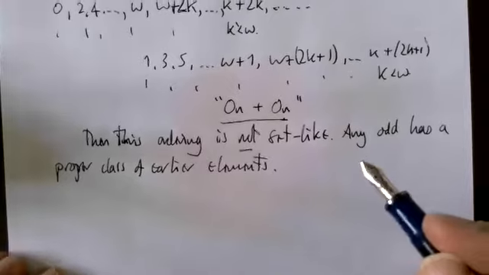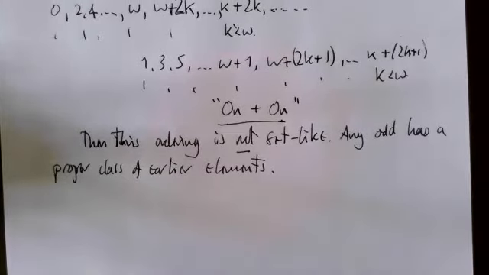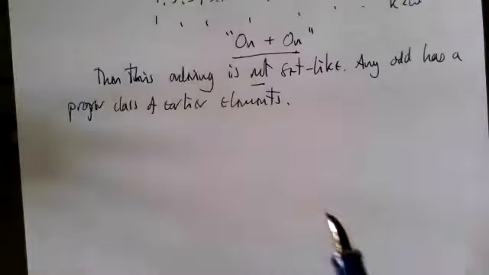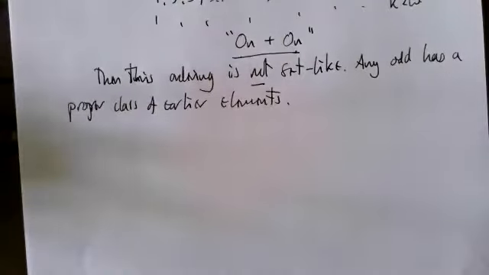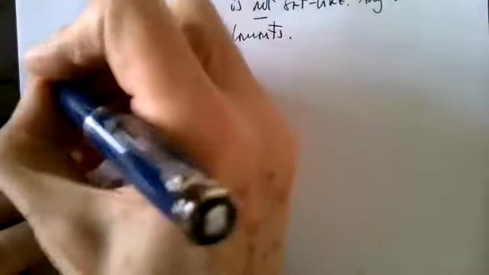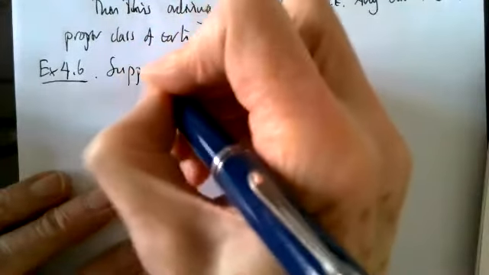Okay. So let's see, what else have we got? 4-6. Suppose there is a transitive model of ZFC.